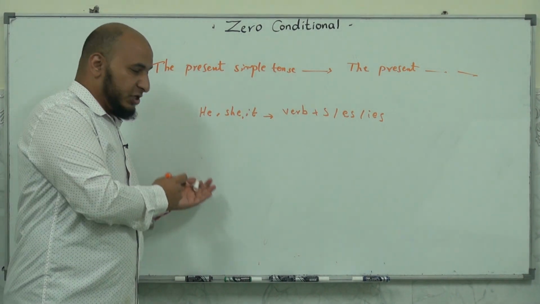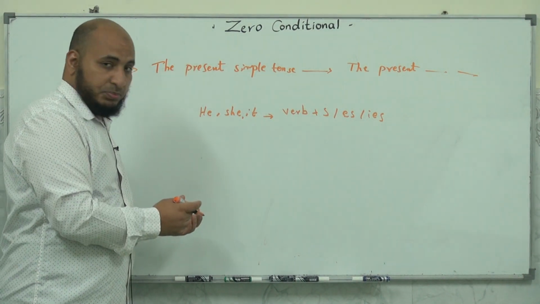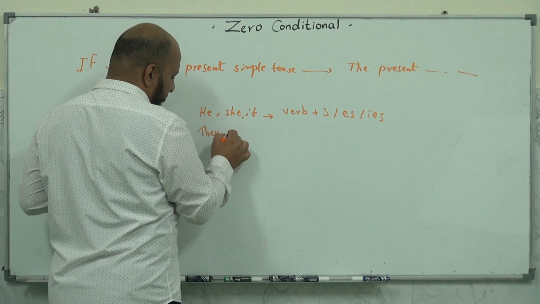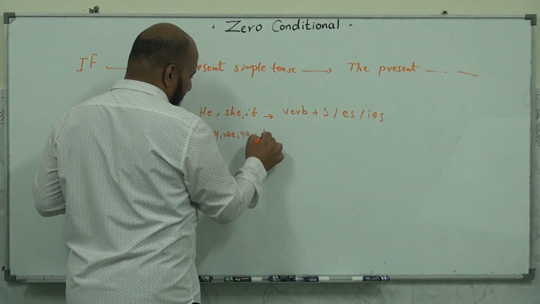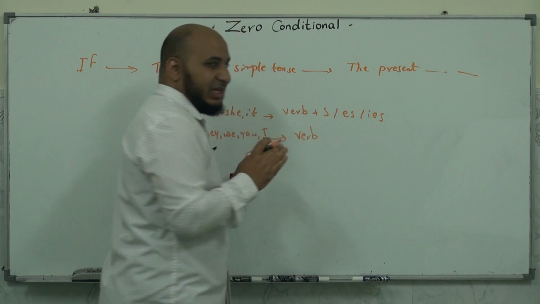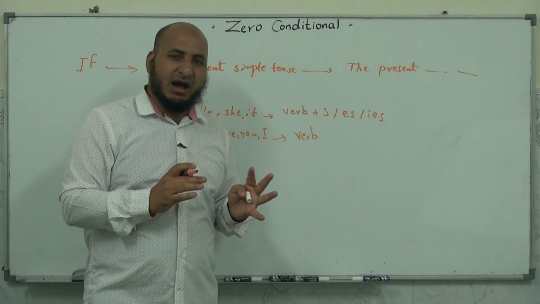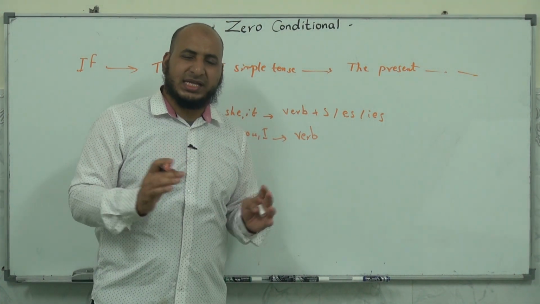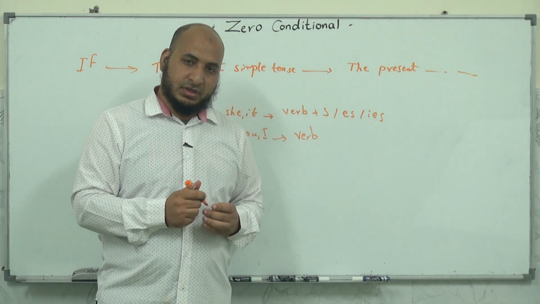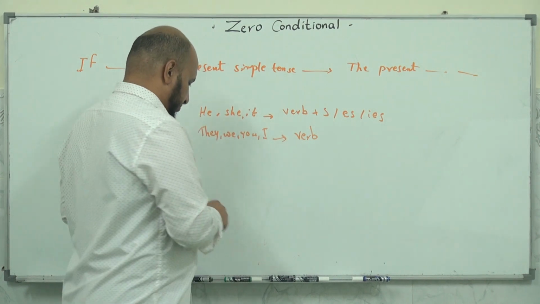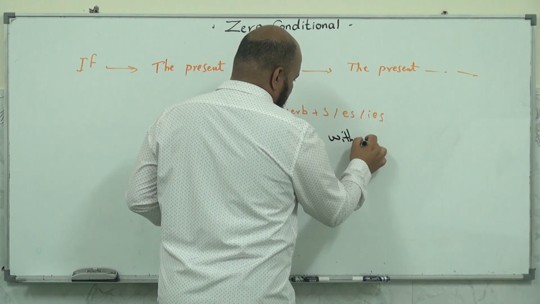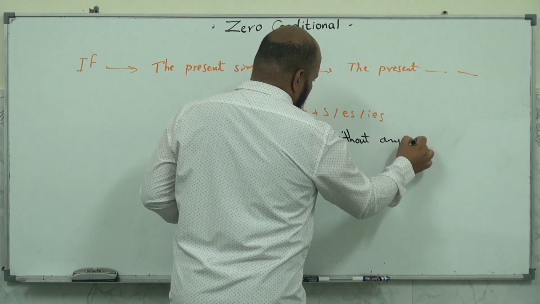Okay, for the singular what? Singular pronoun. The plural pronouns are such as they, we, you, and you can say I. Okay, verb without any addition. You cannot add ies or es or s or anything. You should make the sentence with the infinitive verb. Okay, the infinitive form, without any addition.